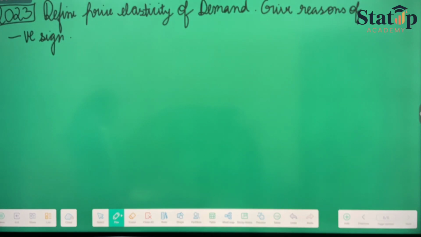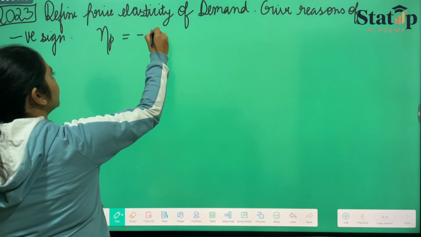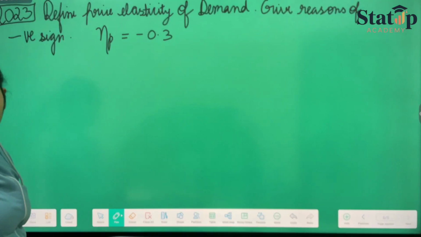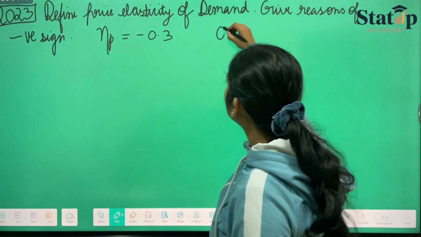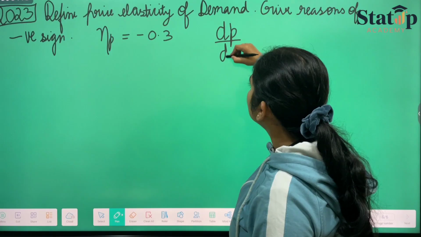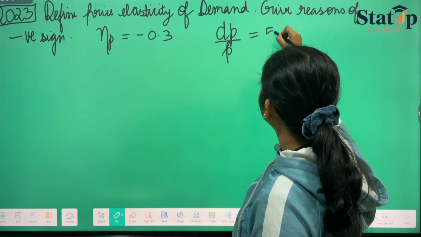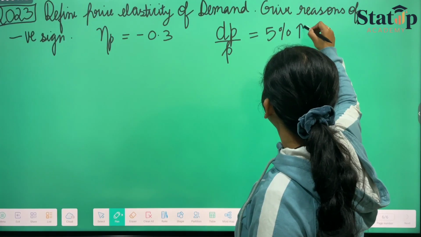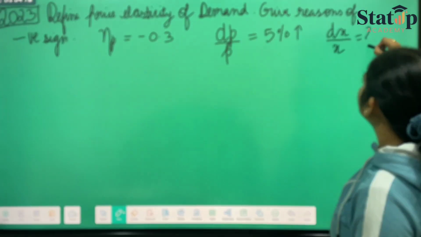Now suppose the price elasticity of demand equals minus 0.3, and we have been provided with a 5% increase in price of the commodity. The relative change in price has been given to us, a 5% increase. We have to find the relative change in demand.